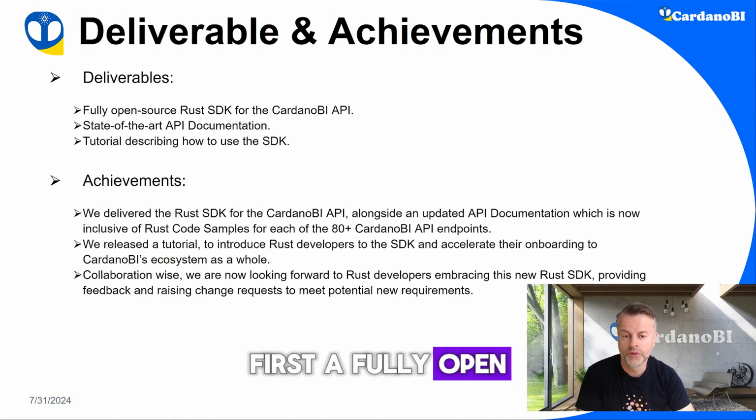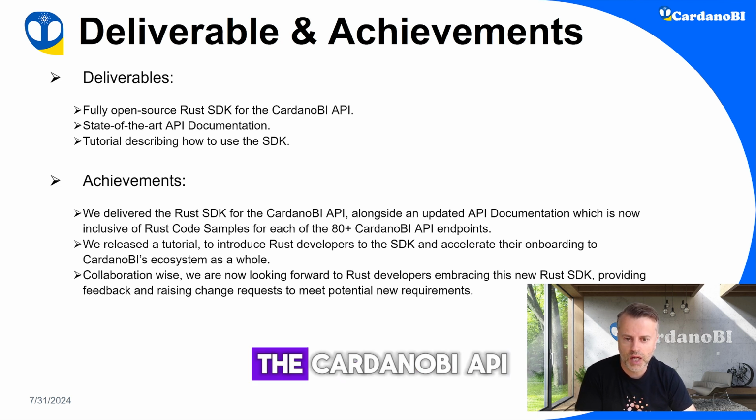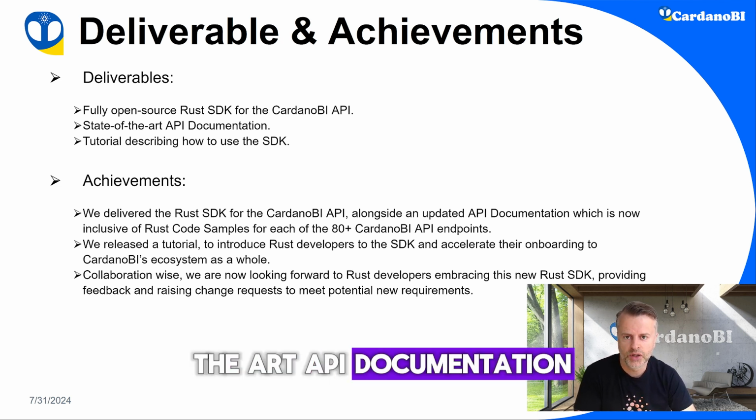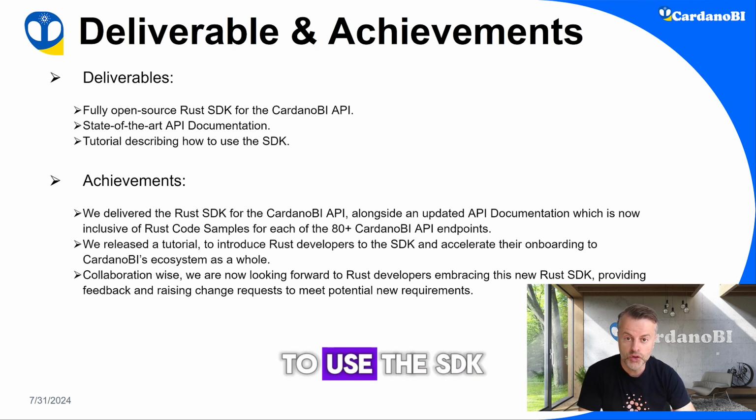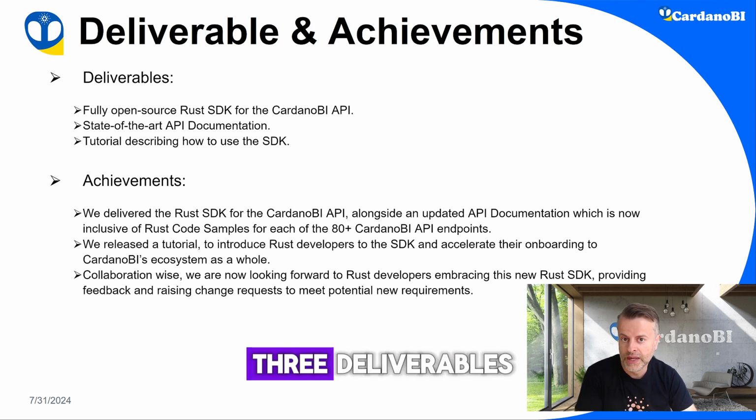So our deliverables were threefold. First, a fully open source Rust SDK for the CardanoBI API. Second, a state-of-the-art API documentation. And third, a tutorial describing how to use the SDK. Well, we achieved all three deliverables.